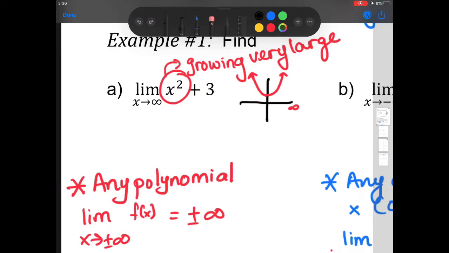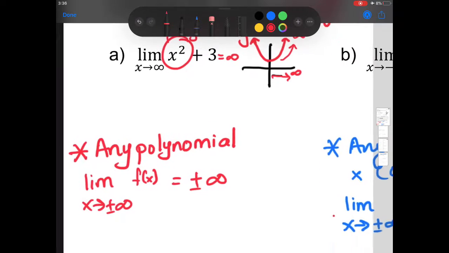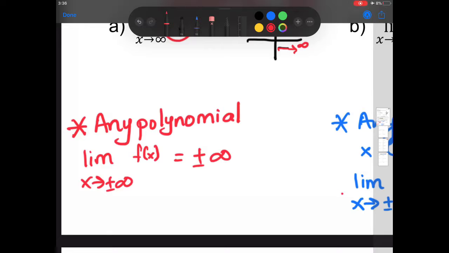As x is approaching infinity, it means it's approaching positive infinity. So it's in this direction, right? What's happening to your y values? Isn't your y increasing? Y is also approaching infinity. So your answer here would be just infinity. I can conclude here, it's a polynomial function, right? For any polynomial function, if x approaches positive or negative infinity, the answer will always be either positive infinity or negative infinity, depending on what it would be.